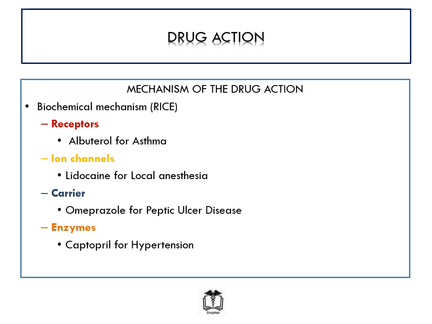The final mechanism of drug action is the biochemical mechanism. This involves drugs that tend to interact with different biochemical structures in the body to perform their actions. Now, for these biochemical structures, we make use of the acronym RICE in remembering each of the biochemical structures that drugs could interact with. The R stands for receptors, I stands for ion channels, C for carriers, and then E for enzymes. So examples of drugs that could make use of the biochemical mechanism would be albuterol that acts via receptors, lidocaine acting via ion channels, omeprazole acting by carriers, and then captopril acting by enzymes. We'll talk about each of these in the next couple of slides.